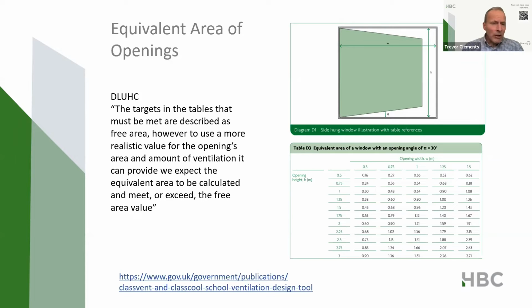So if that's a sliding sash window, then you would use the table for 90-degree opening windows, which seems to make sense, doesn't it? And if you've got a top hung window, then you would just reverse the H and W, the height and width, because obviously they'll be opening in from the top. So it's just a slightly different calculation.